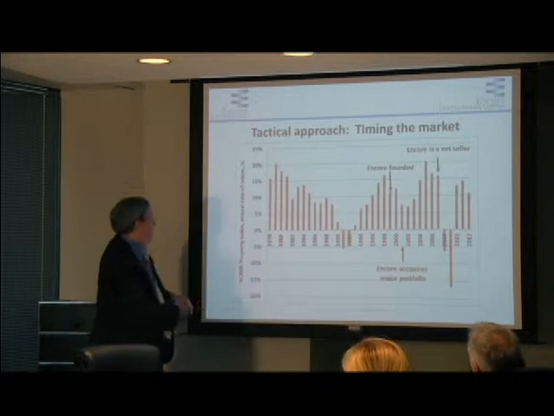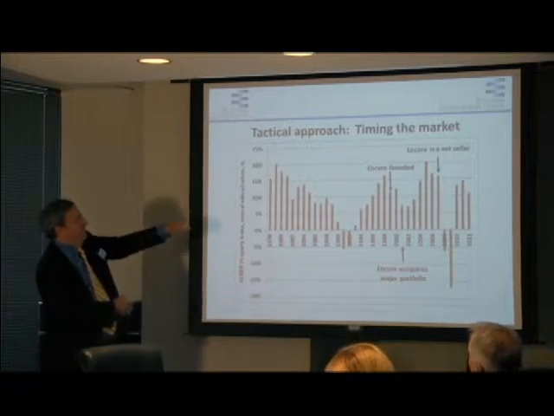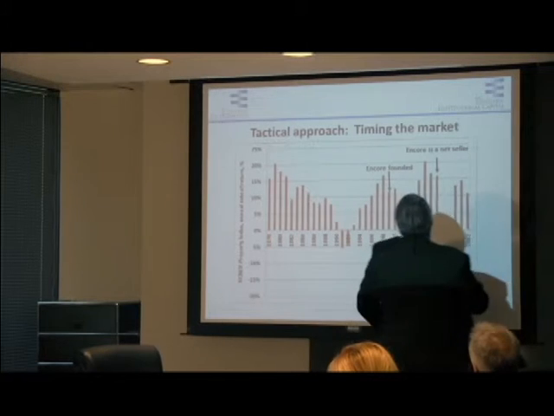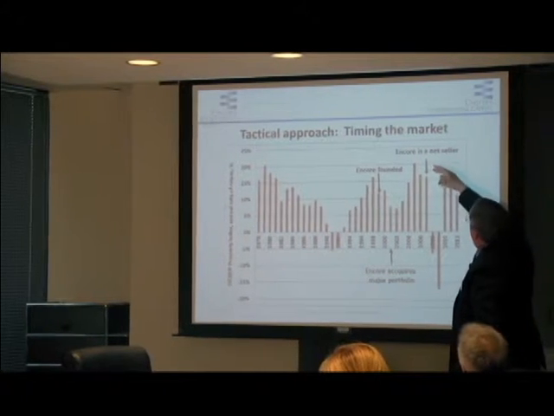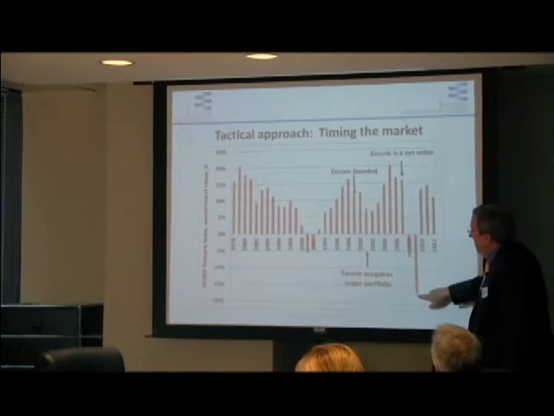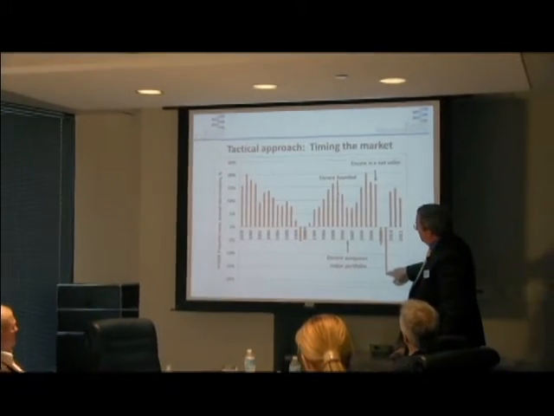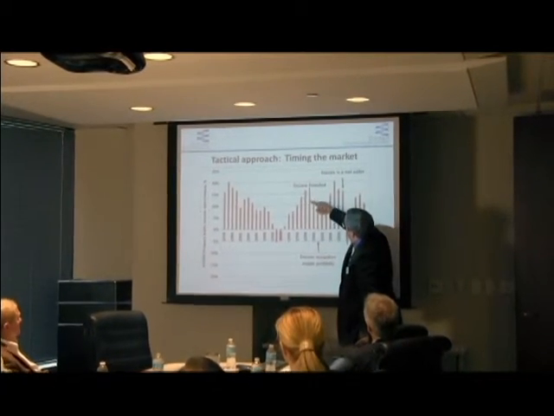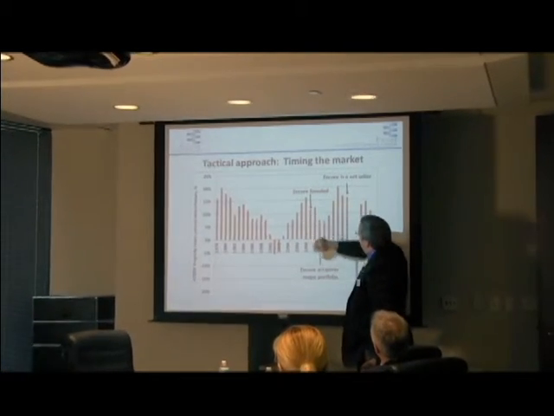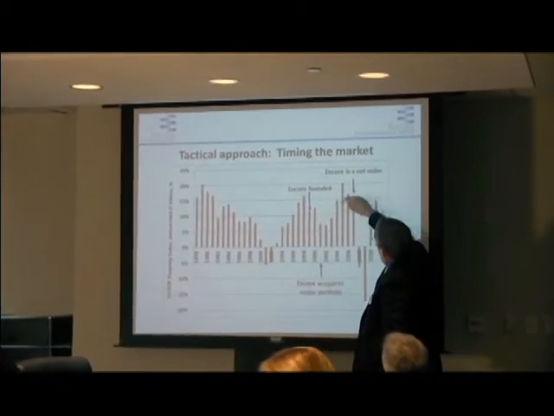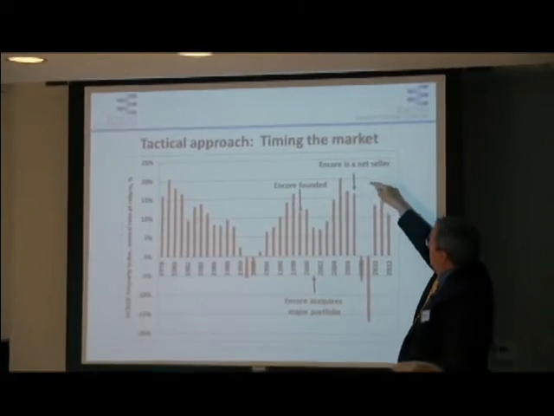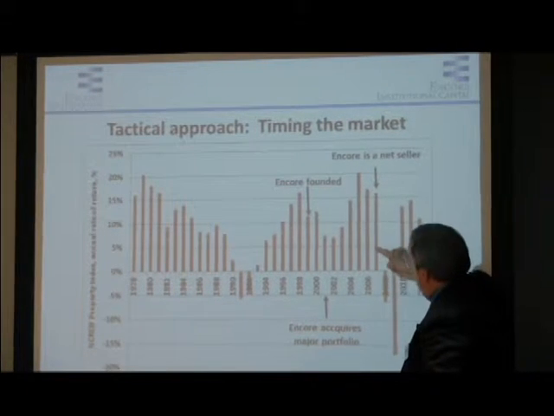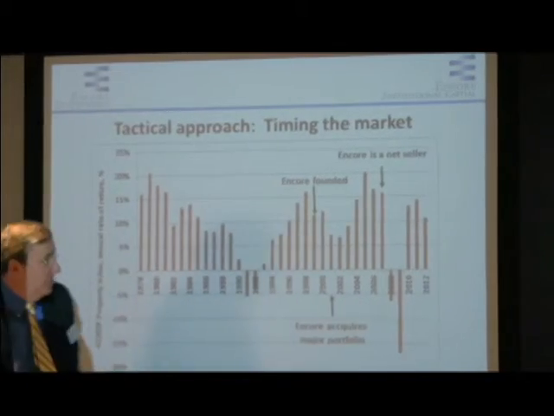And this shows the NCREIF Property Index, the annual rate of return for all the institutional properties in the United States. I like this one for a couple reasons. One, it shows the crash here, 2007, and this is the lowest the index has gone since it was started in '78. Encore was founded here, right? And the market was still moving along pretty well. But what I found interesting and what brought me to Encore was this. Encore was a net seller in 2007. And there are very, very few firms that did that. Let me go to the next one.